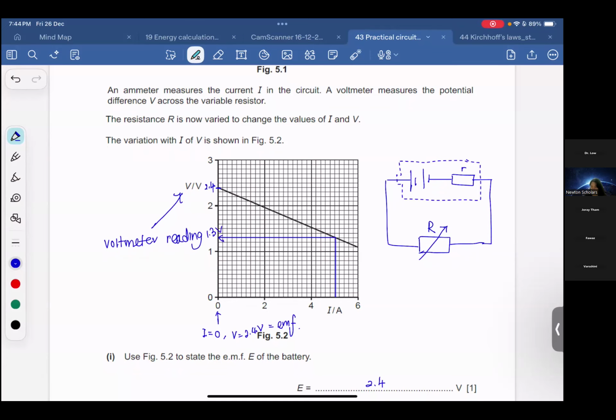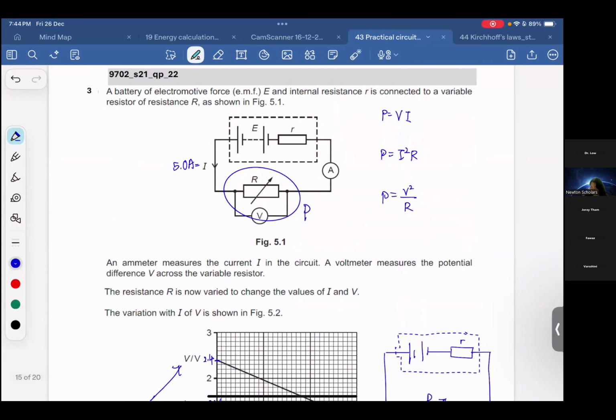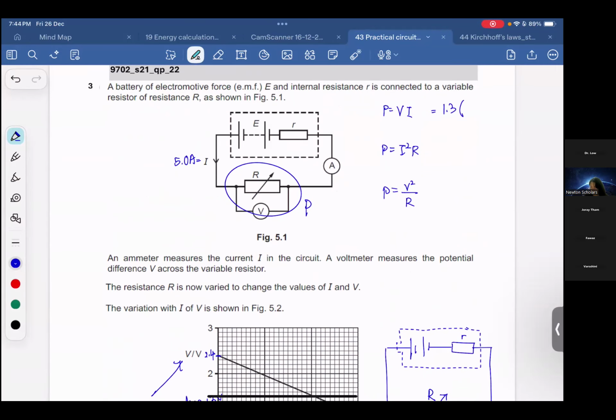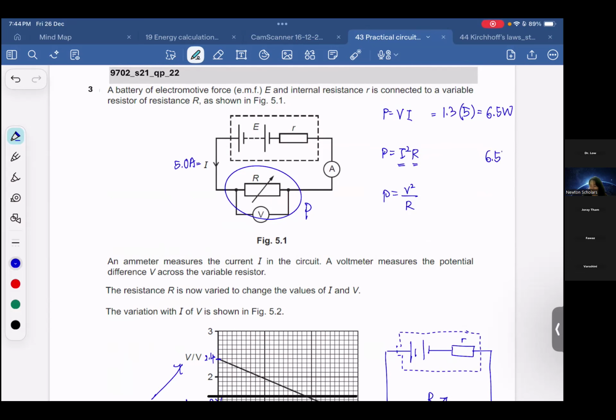1.3 volt. So power equals the voltage 1.3 times the current 5, so your answer should be 6.5 watt. 6.5 watts, yes, Wesley. If you use the other values to do the calculation, you will also find the same answer, 6.5 watt. No matter what method you use, you will get the same answer.